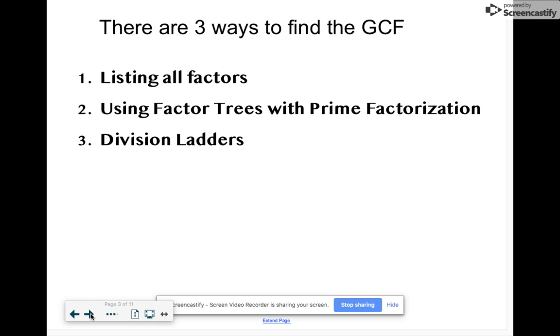What we're going to be doing today is there are 3 different ways to find greatest common factor. You can list all the factors if you're really good at those multiplication facts. You can use the factor trees with prime factorization that we learned last week. Or you can use division ladders, but this one is going to have a little bit of a twist compared to what we did last week.